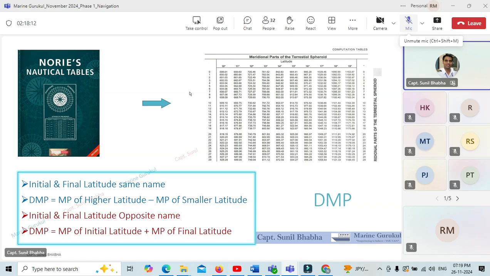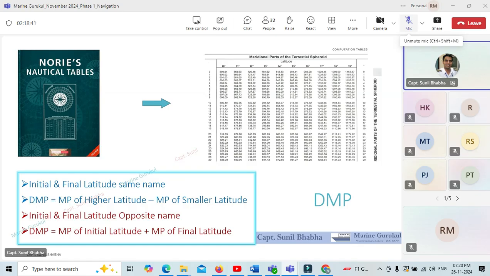Okay, all right. Now, those of you who are not having the Norie's table with you, I have shared a PDF file with you of selected pages of the table. It has about 25 pages or so. The meridional parts are included there. You can take a printout of that and refer to it when required. Right, beta?